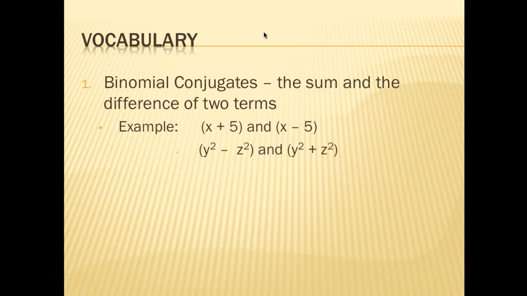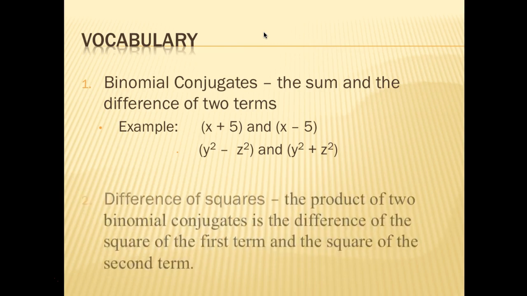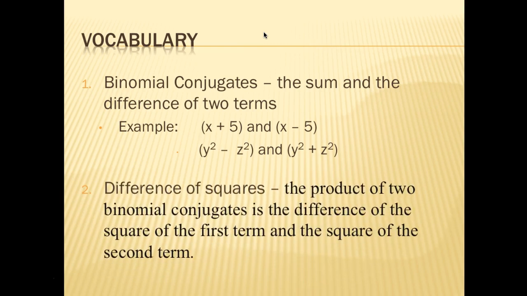Please take time to pause the video so you can write down the 2 vocabulary words. Okay, binomial conjugates. Binomial conjugates are the sum and difference of 2 terms. So for example, x plus 5, x minus 5. I have the sum and the difference of x and 5.